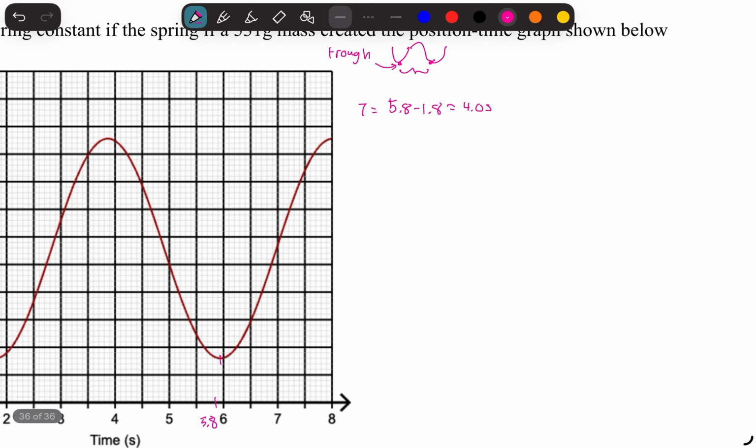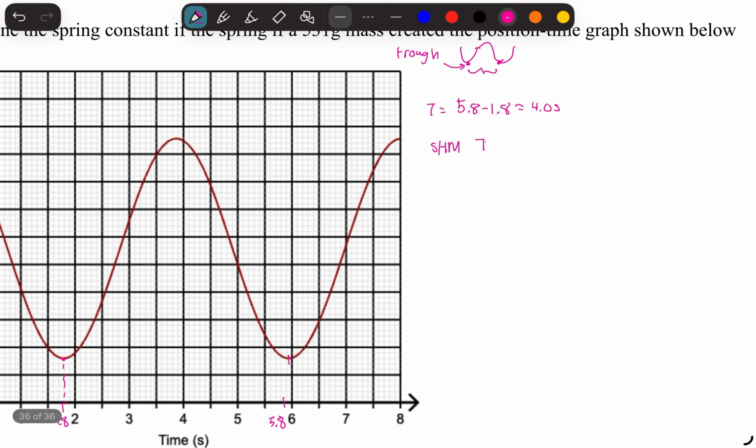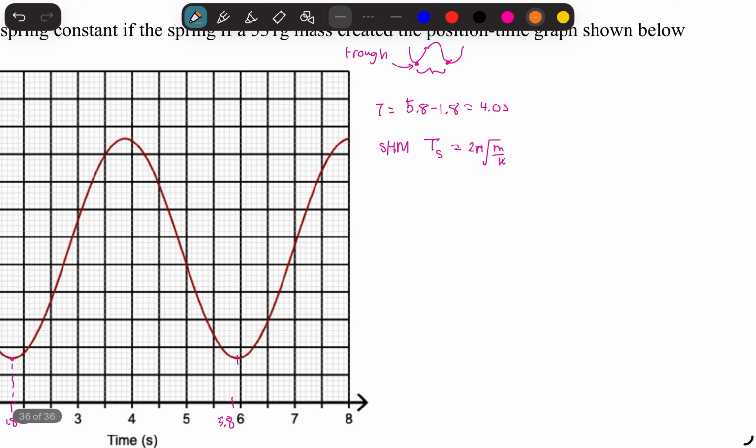Now after this, you have to use the simple harmonic motion period formula. So T, and since this is a spring, you're going to label this T_S. There's also the period of a pendulum, which we label as T_P. So that is 2 pi times the root of m over k. After this, we're going to solve for k.